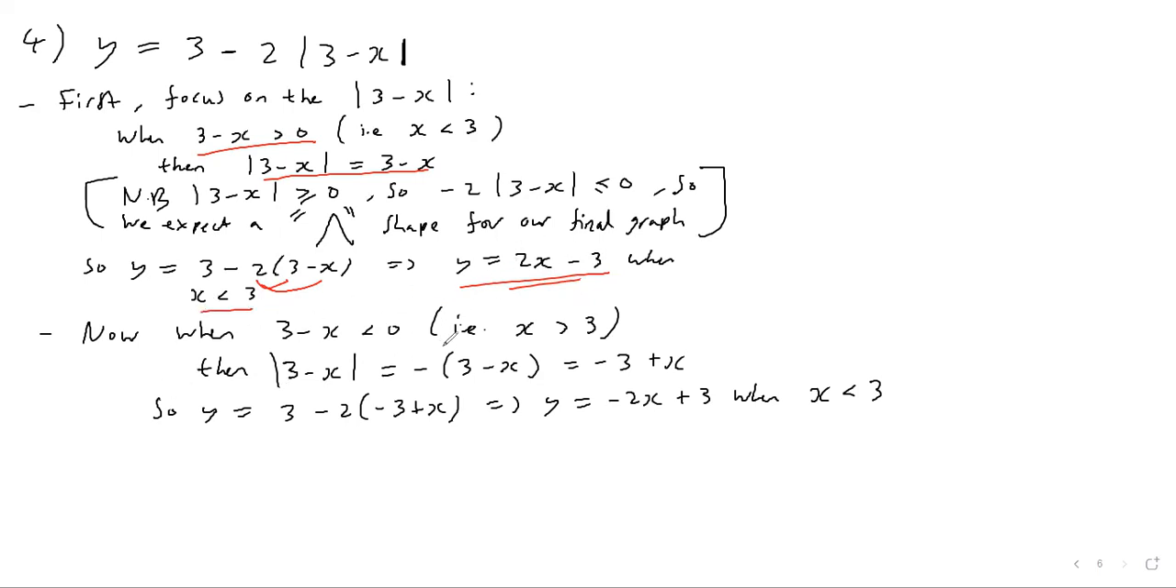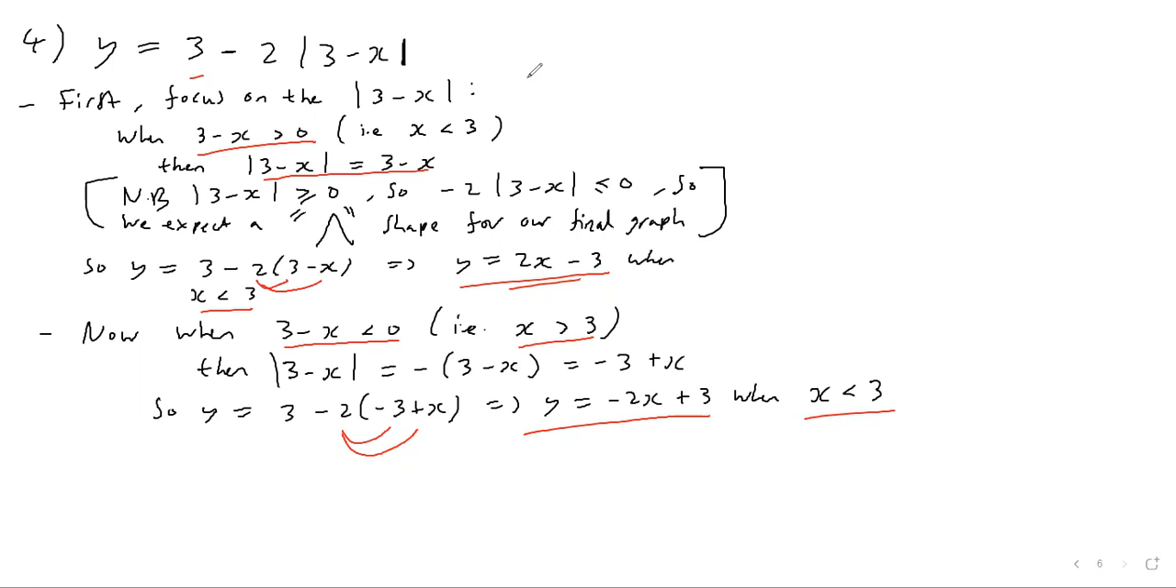And again, a similar reason for the opposite case. When 3 minus x is less than 0, in other words, when x is greater than 3, the modulus of 3 minus x is equal to the negative of 3 minus x, which is just minus 3 plus x. So again, just substitute that into our original equation. So y equals 3 take away minus 2 times the negative of 3 minus x, which we just worked out to be minus 3 plus x. Then expand the brackets here, minus 2 times minus 3, minus 2 times x, and we get this final result there. So y equals minus 2x plus 3 when x is greater than 3.